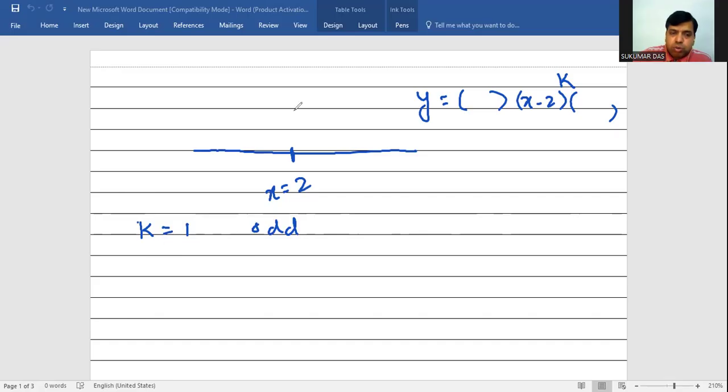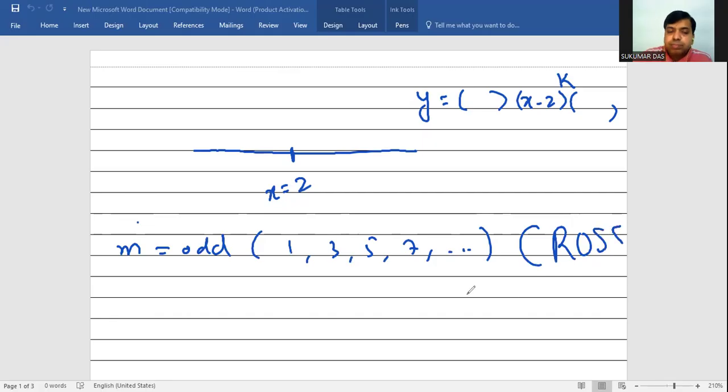So if k is equal to 1, then the graph will cross it. Remember, whenever multiplicity is odd, that means 1, 3, 5, 7, and so on, then the graph will cross the root. That means it will go like this. It will cross it. Simple. From which side it will cross depends on the end behavior. That we will see later on. We will combine everything. But remember, if the multiplicity is odd, then the graph will cross that particular point.